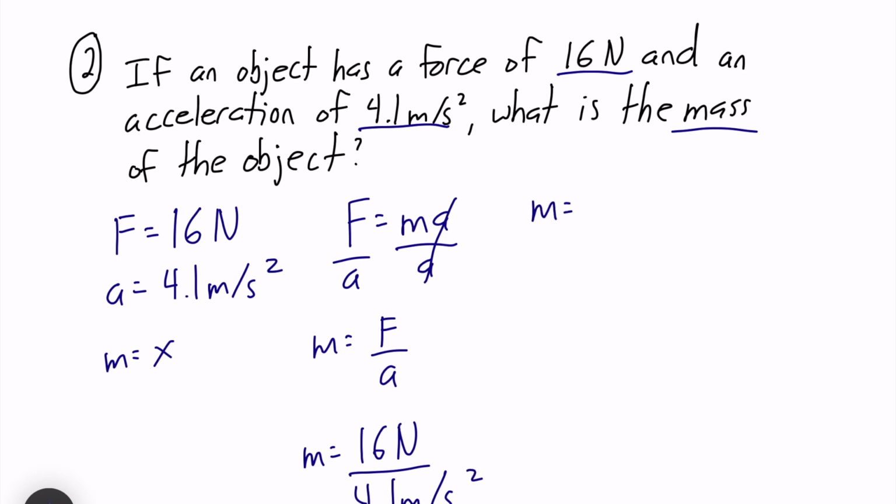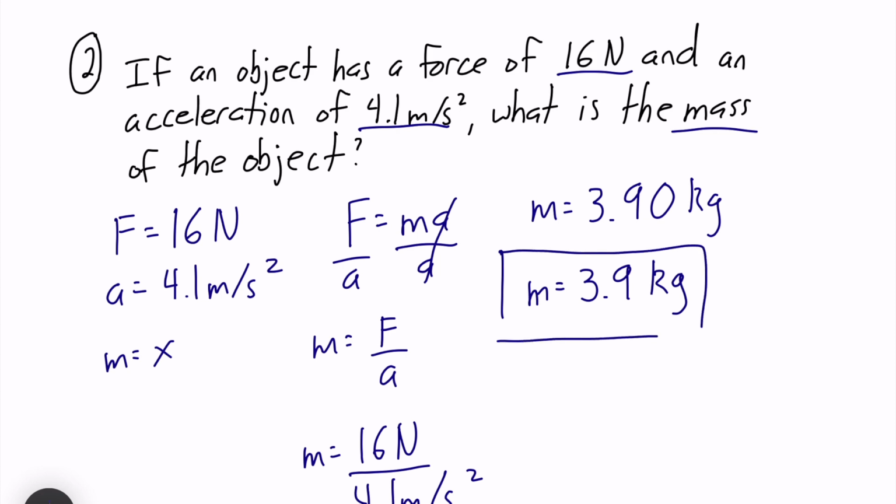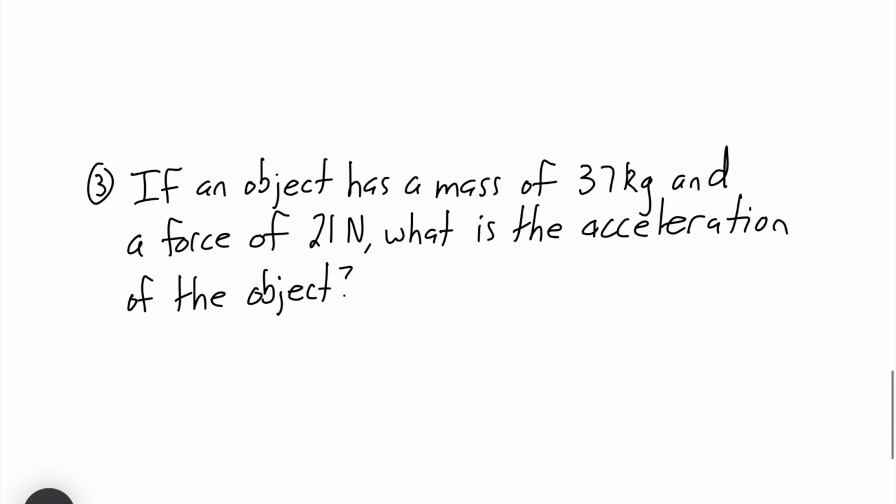And if you throw that into your calculator, let's go 16 divided by 4.1, you should get 3.90, and that's in kilograms. And if we take sig figs into account, you should just keep 2, so we'll get 3.9 kilograms as our mass. So that is example 2. Let's move on to our last one here.